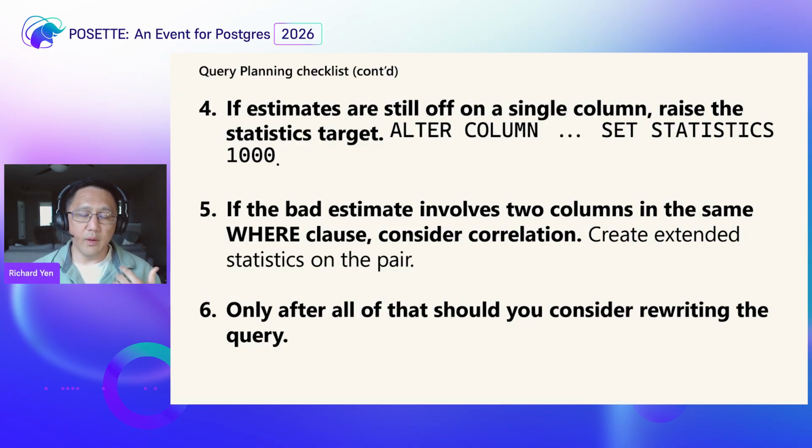Now, if there's a bad estimate that involves 2 columns or more, maybe consider the fact that they might be correlated. So you'll need to create extended statistics on those columns. Now, if all of those five steps of investigation don't seem to improve your query, then you might want to consider rewriting the query or looking for other ways to improve the query performance.